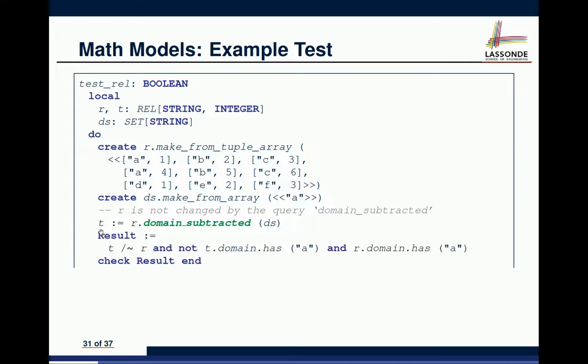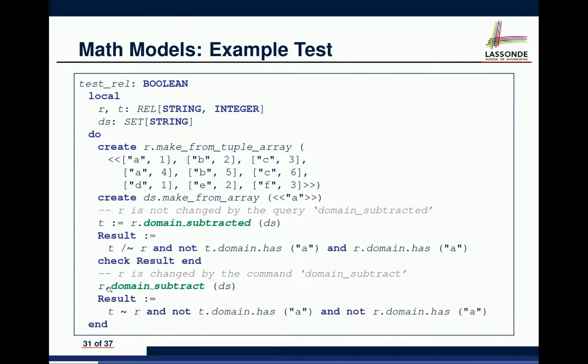Then I also have some comparison over here. We'll get there. And also we have domain subtract. Now I want you to compare. Look at this call over here versus this one here. The first one returns a new relation. On the other hand, the second one modifies whatever relation you're calling, the context object. That's why it's a command. Notice the difference.